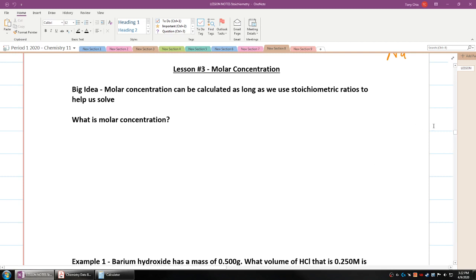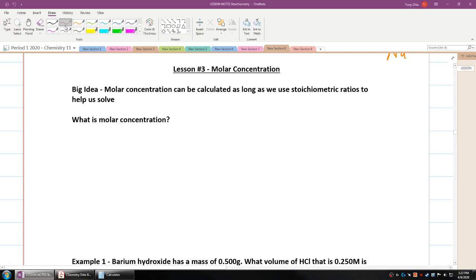Alright, in today's lesson number 3, we're going to talk about molar concentration. Now, what is molar concentration? Molar concentration can be calculated as long as we have stoichiometric ratios to help us solve. So we're going to apply what we learned in mole concept with concentration, and we're going to use molar ratio to help us solve between various species using concentration.